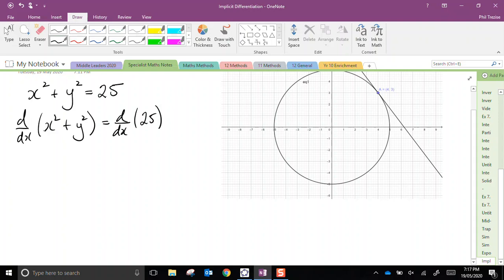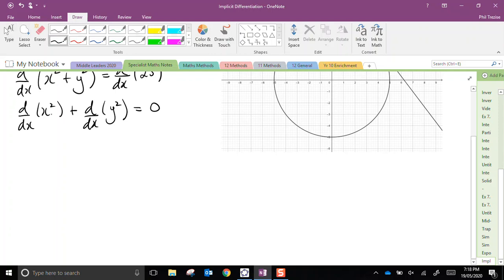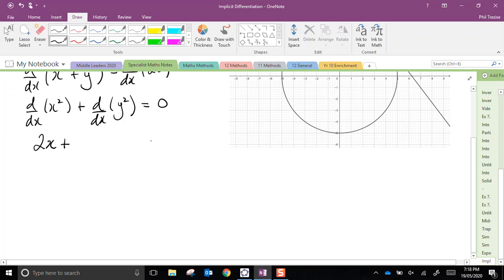Now, as we've seen in the past, the derivative of two terms which are added together is the derivative of the first term added to the derivative of the second term. Now, the derivative of a constant is 0, so we might as well simplify that. Well, this first part doesn't seem to be too difficult. The derivative with respect to x of x squared is 2x plus something which equals 0.